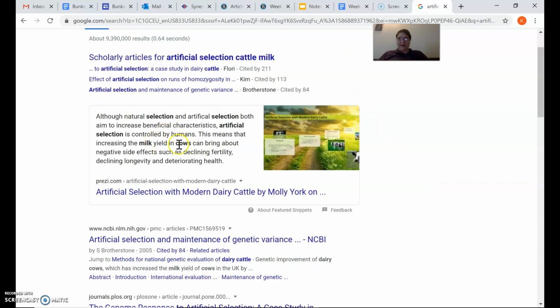We are breeding cows based off of milk yield. We figured out the cow that is able to produce the most milk, and we're breeding that cow so that their offspring can produce even more milk. It says that increasing the milk yield in cows can bring about negative side effects, such as declining fertility, harder for them to have babies, declining longevity, them dying earlier, and health problems. So that's something to think about, too. If we are artificially selecting animals, it could have some negative impacts on the animals and their health.